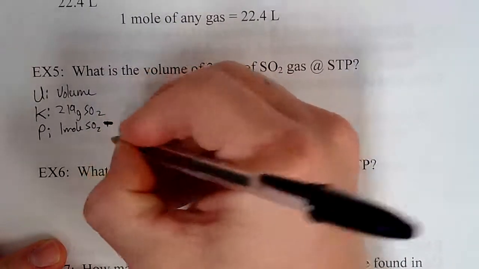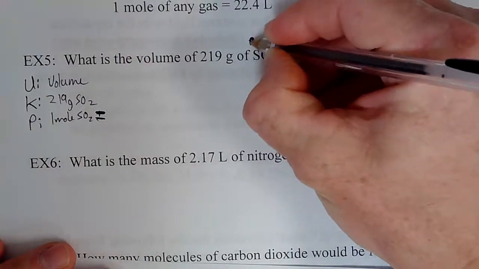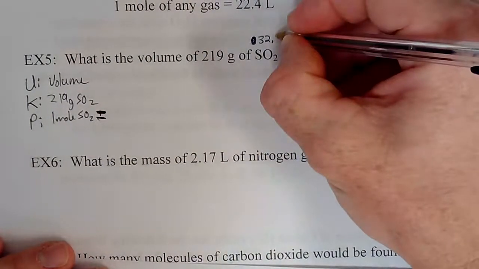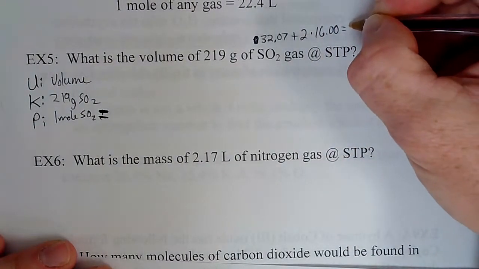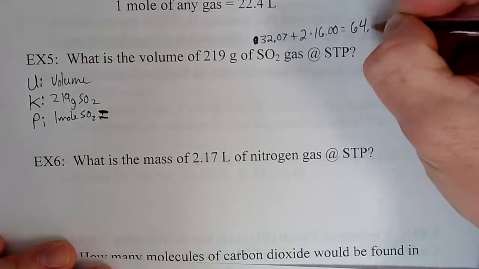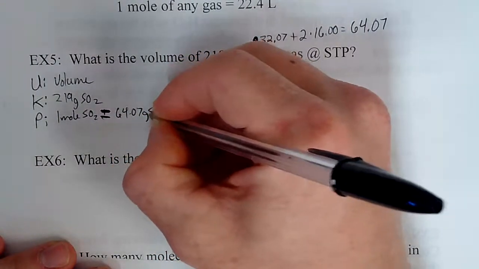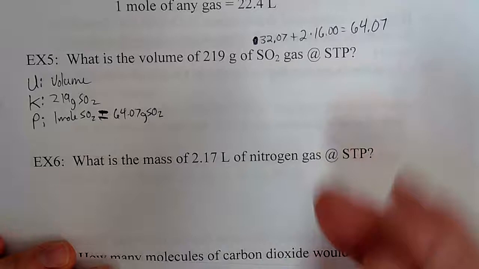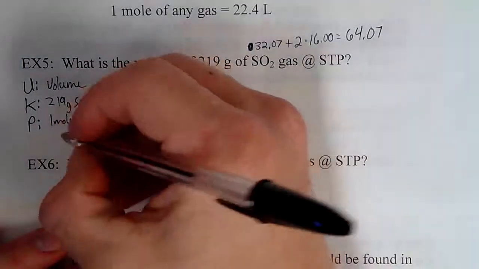Why did I put a plus sign there? Oh my. All right. So SO2, sulfur is 32.07 or something. Oh, so yeah, we'll go 32.07. And then 2 oxygens, 2 times 16.00. So we're going to be somewhere around 64.07. Yep. All right. And then what conversion will we use to get to volume? 1 mole equals 22.4 liters. We're using molar volume.